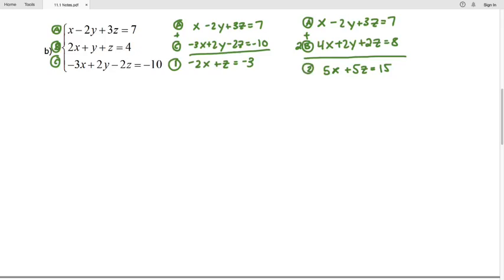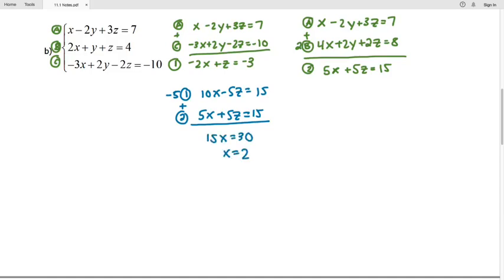Okay, so we've got two equations now with just two variables, x and z. We're going to find a way to eliminate one of those variables using equations 1 and 2. Looks like we can eliminate the z's pretty quickly. If I take equation 1 and multiply it by negative 5 and add equation 2 to that, we'll be able to cancel the z's out. So equation 1 multiplied by negative 5 is going to be 10x minus 5z is equal to positive 15, because we're multiplying negative 3 by negative 5. And then equation 2 stays the same. And we get 15x is equal to 30, which means x is equal to 2.